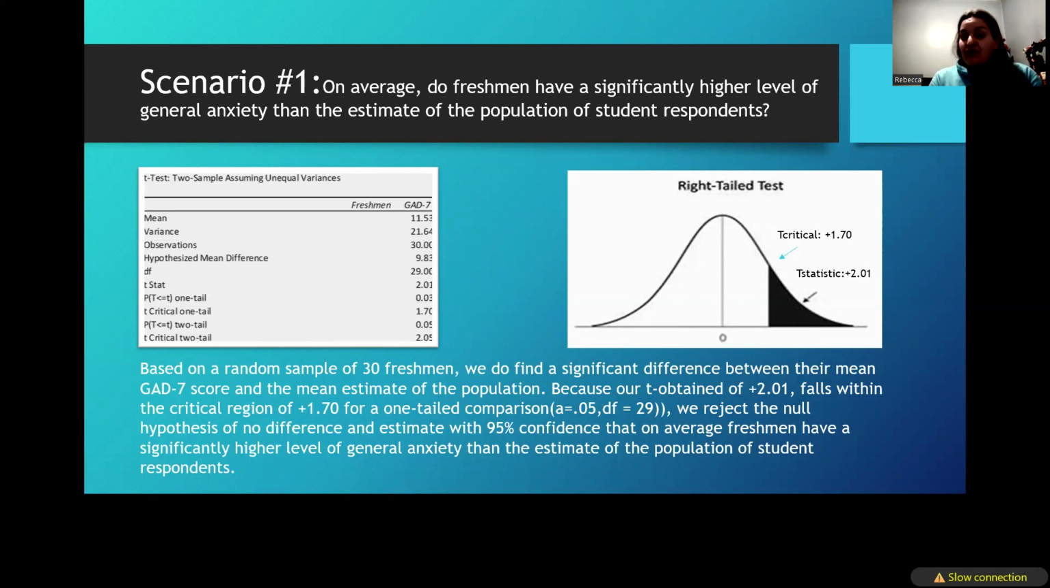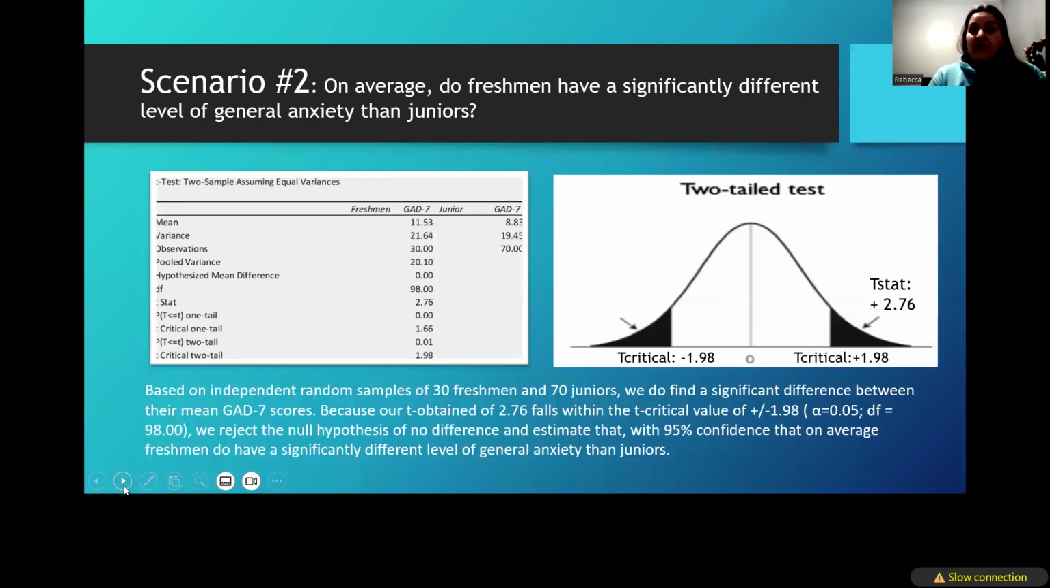Our T obtained of 2.01 falls within the critical region of positive 1.70 for the one-tail comparison. So we do reject the null hypothesis of no difference and estimate with 95% confidence that on average, freshmen have a significantly higher level of generalized anxiety than the estimate of the population of student respondents.